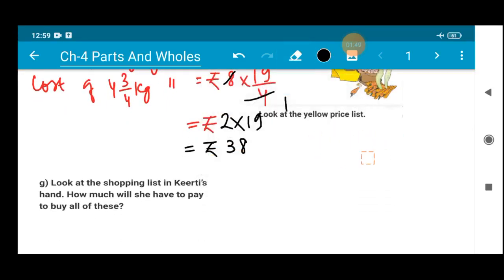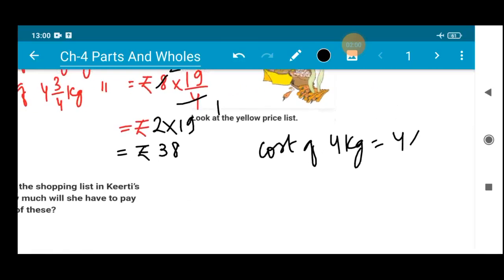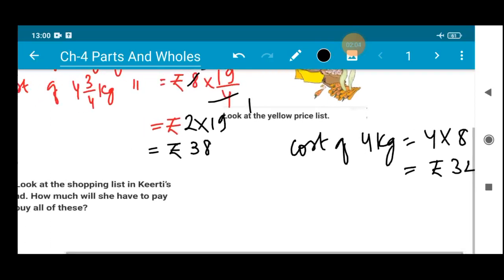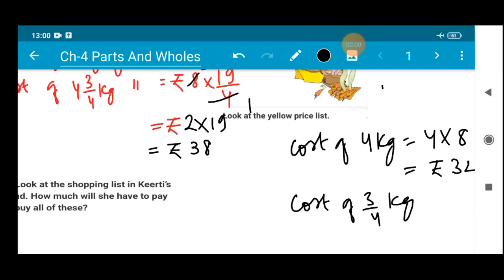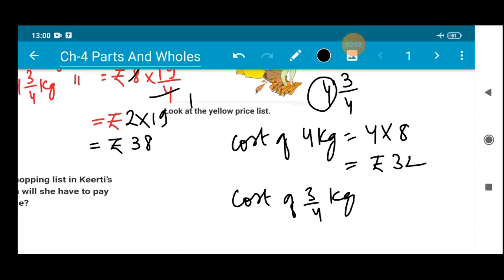Alright, so I'll explain you another method also. Let us do that one. Okay, so cost of 4 kg gourd is equal to, as you know that cost of 1 kg is rupees 8, so 4 8s are rupees 32 for 4 kg only. If I have to find the cost of 3 by 4 kg, I'll split this 4 whole 3 by 4. What I did, I will find the cost of 4 kg first of all, then I'll find the cost of 3 by 4 kg.